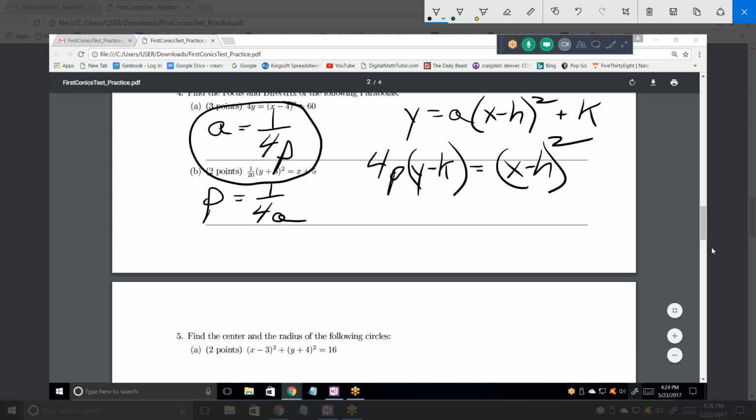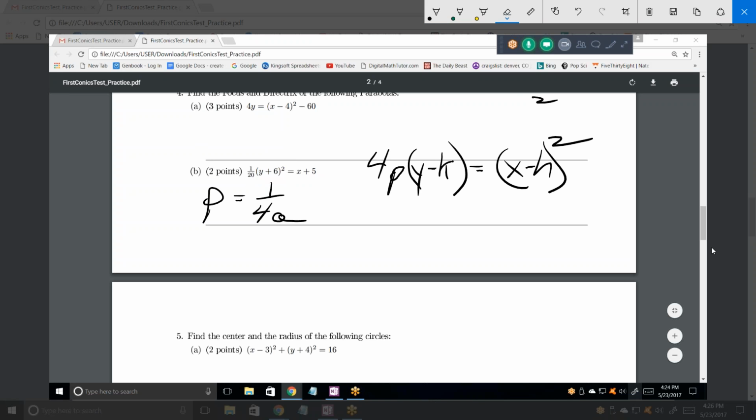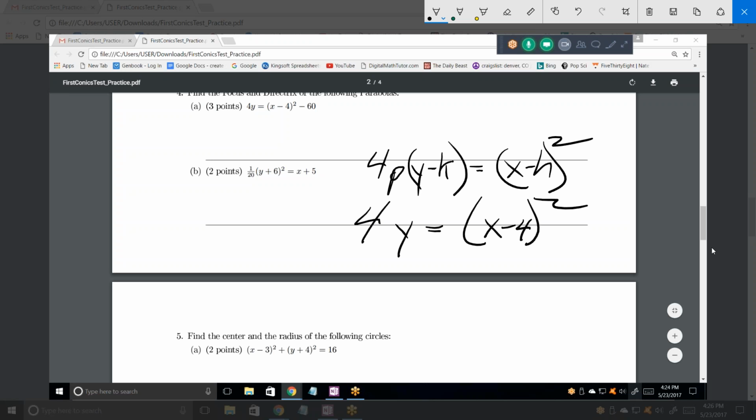But for some reason, they feel it's more appropriate to write the general format in this bottom way. And one of the reasons is that it's extremely easy to figure out now what p is. In other words, what am I looking at? I'm looking at 4y equals x minus 4 squared minus 60.